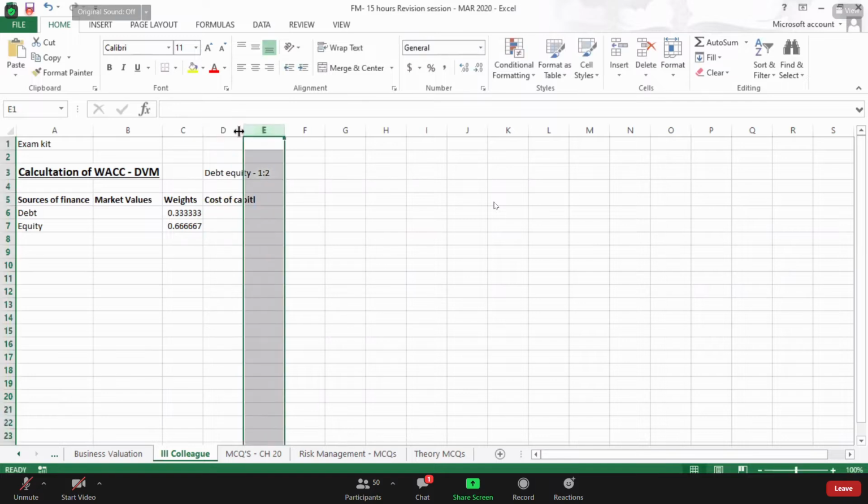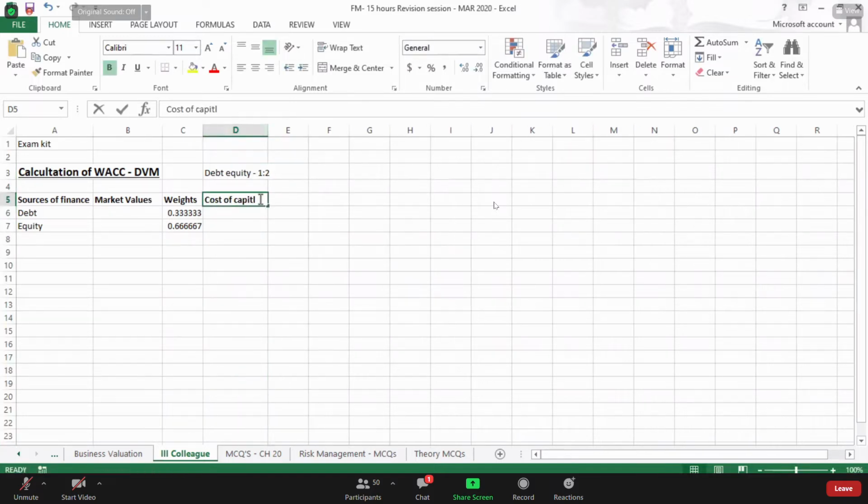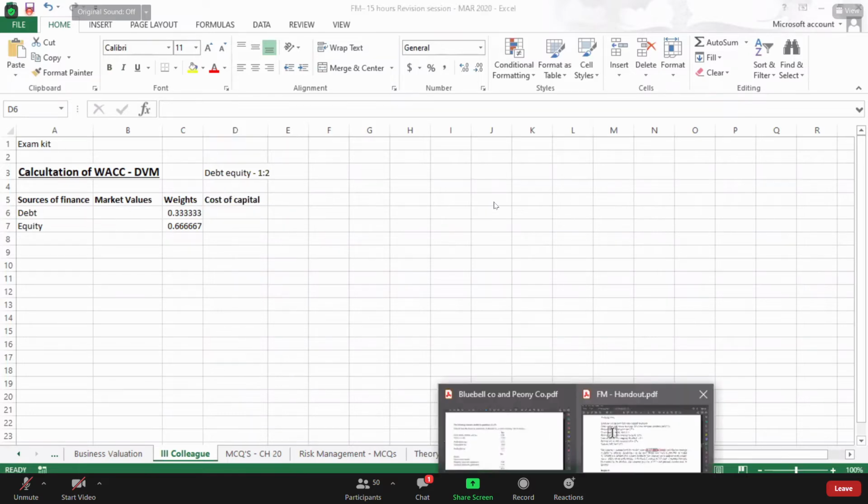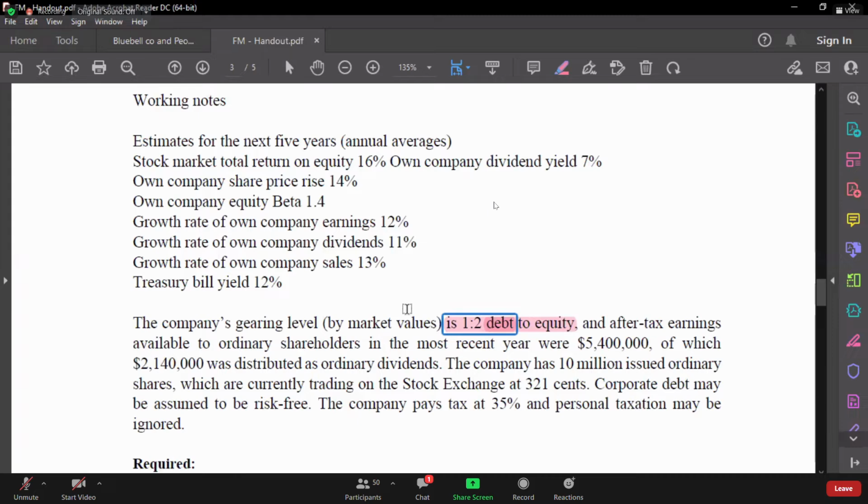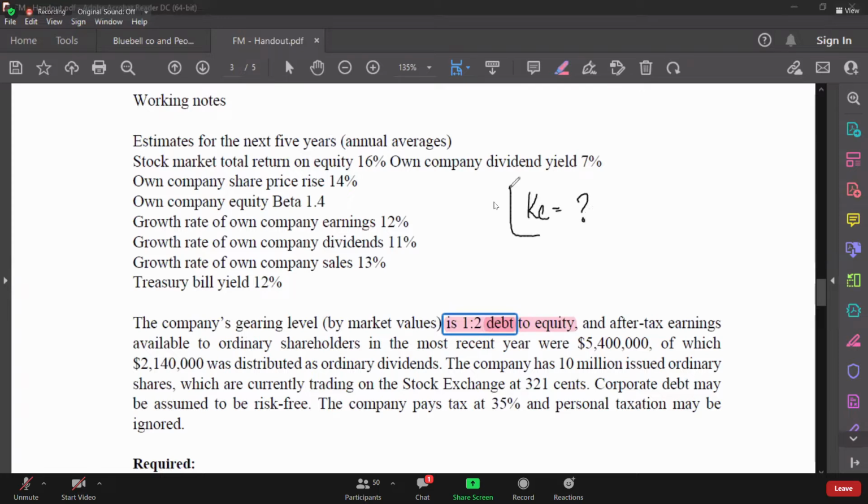Of course, for the dividend valuation model, you only have to calculate the cost of equity. And what about debt? Can you calculate it using the dividend valuation model? What is your cost of equity? What's the formula for DVM? DVM is D0 into 1 plus G divided by P0 plus G. So they've given you enough information to calculate your cost of equity. So tell me.